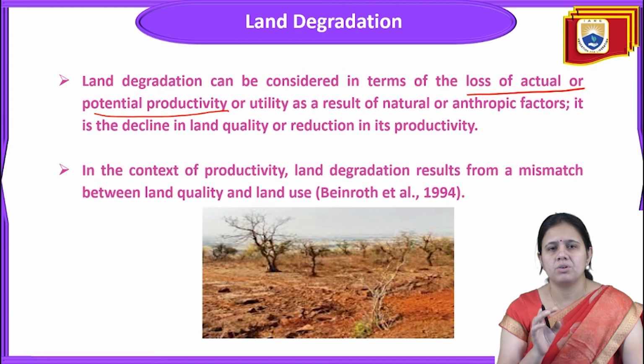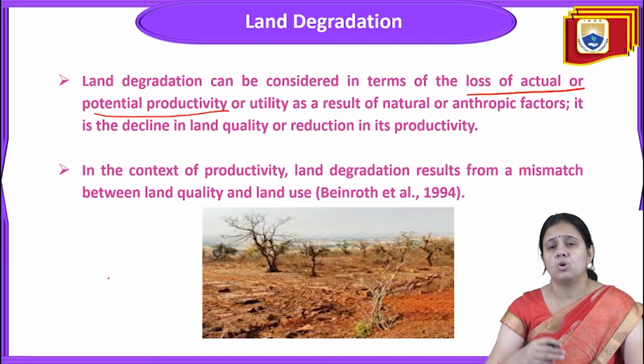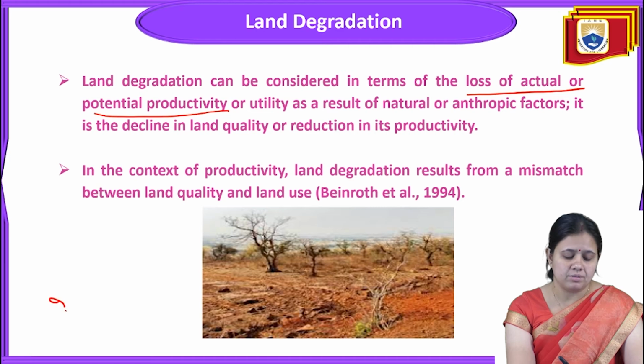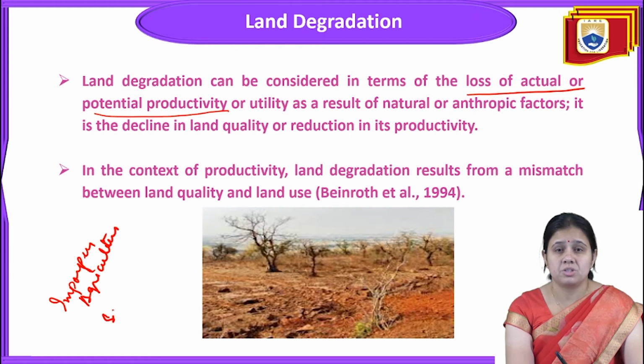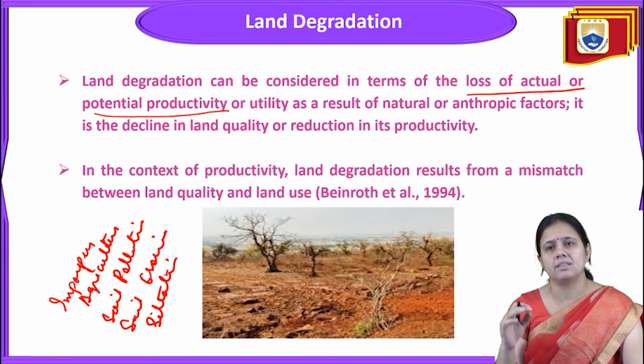If we talk in the context of productivity, land degradation results from mismatched land quality and land use. The reasons behind land degradation are improper agriculture, soil pollution, soil erosion, and siltation. So these are the reasons behind land degradation.